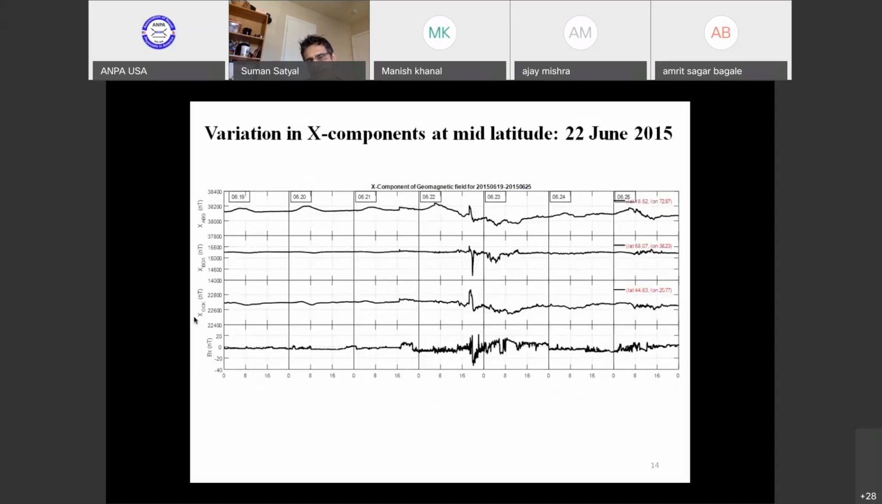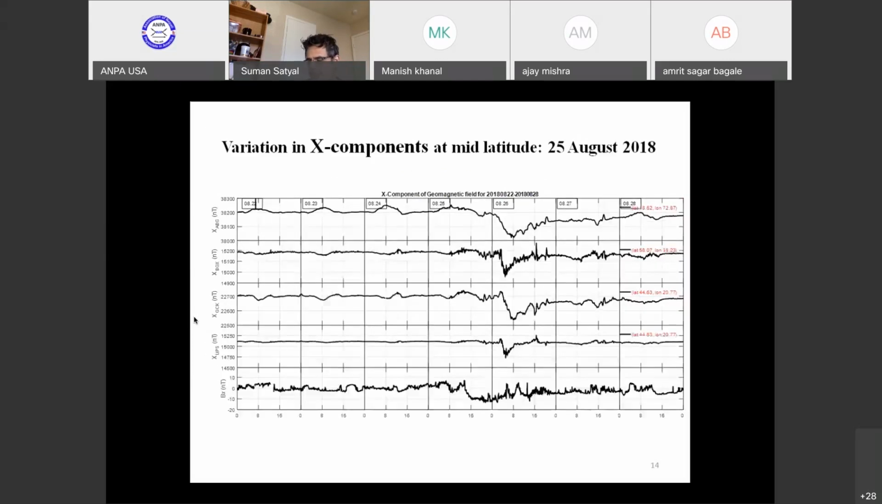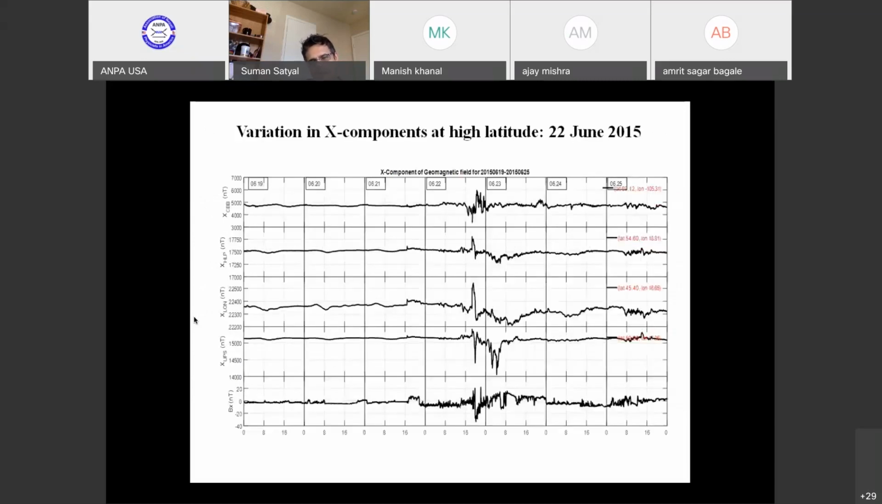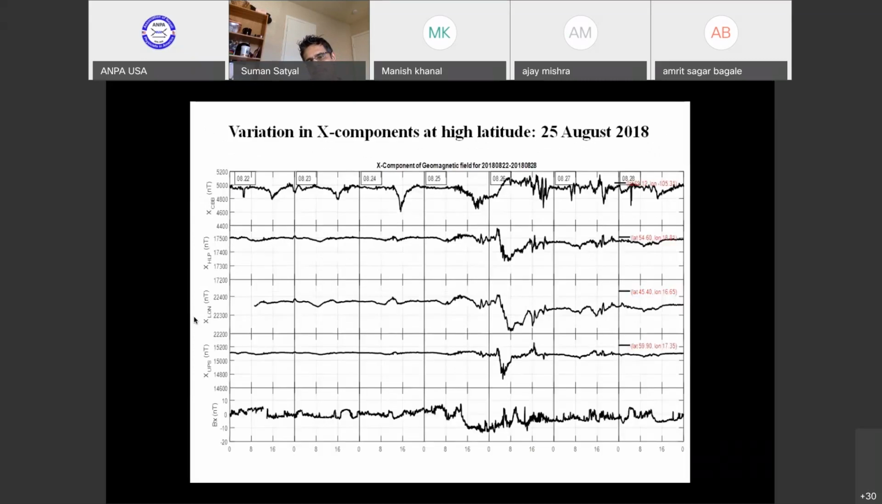Now in this panel, it shows that the variation at these stations had higher values on 22nd June. Now this shows the variation at the same stations but due to the storm of 25th August 2018. Now this shows the variation in the magnetic stations located at high latitude due to the storm of 22nd June, and this shows the magnitude varies at different stations. Now this shows the variation in the X component at high latitude because of the storm of 25th August 2018.